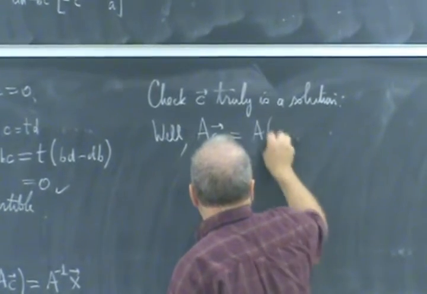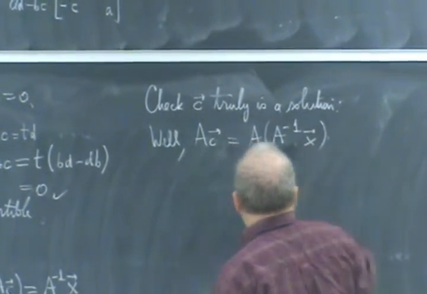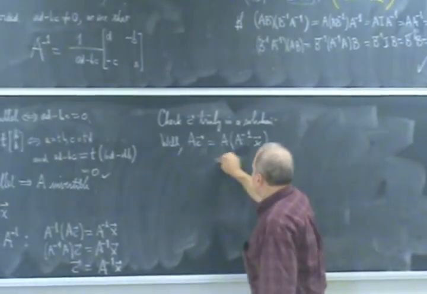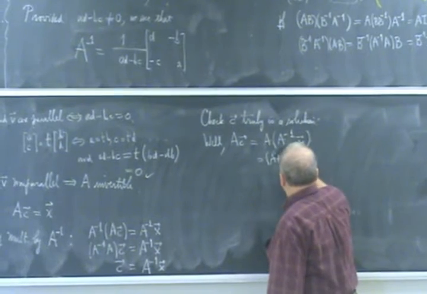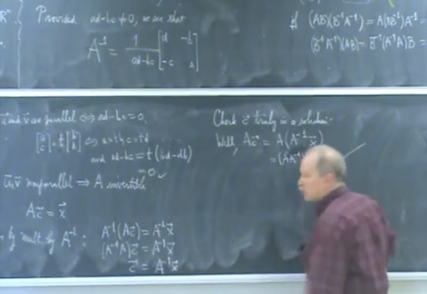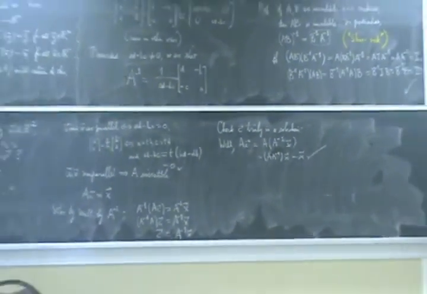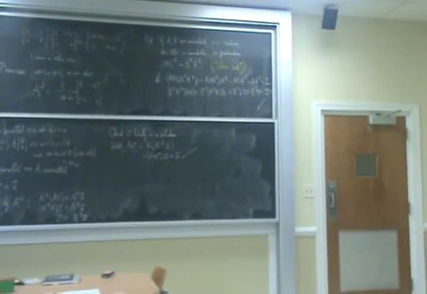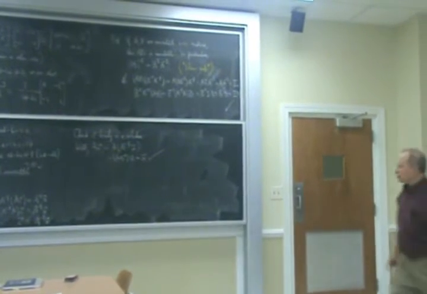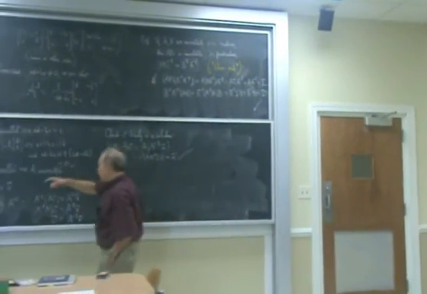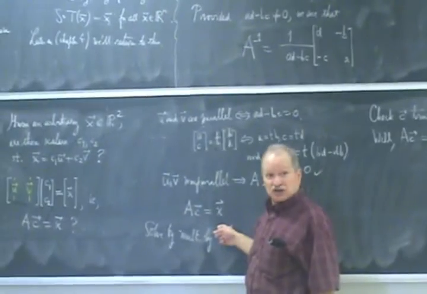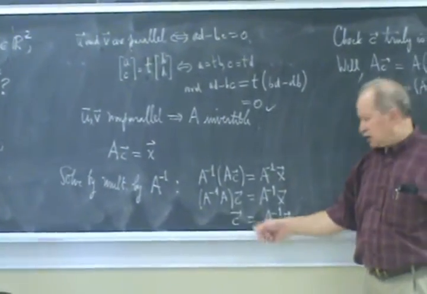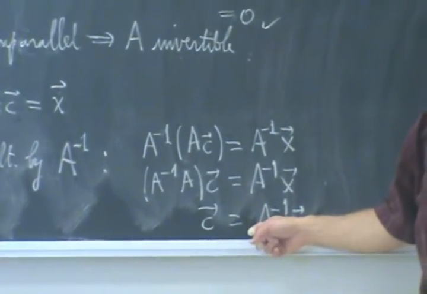A times A inverse. Right? It's A times A inverse X, which is X. Done. We're fine. Now, did you just multiply both sides by A? Well, I wanted to see AC really was X, so I went back to the original equation, and I said, what is AC if this is C? So I did multiply by A on the left, yes. Okay.